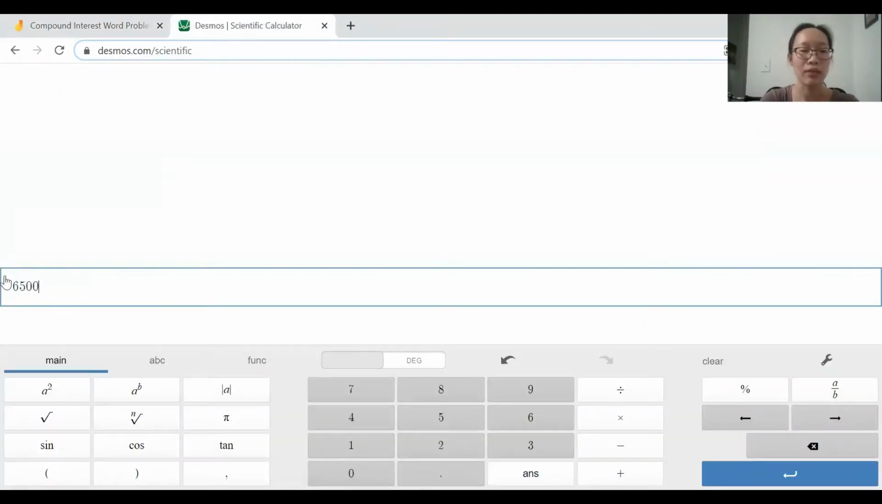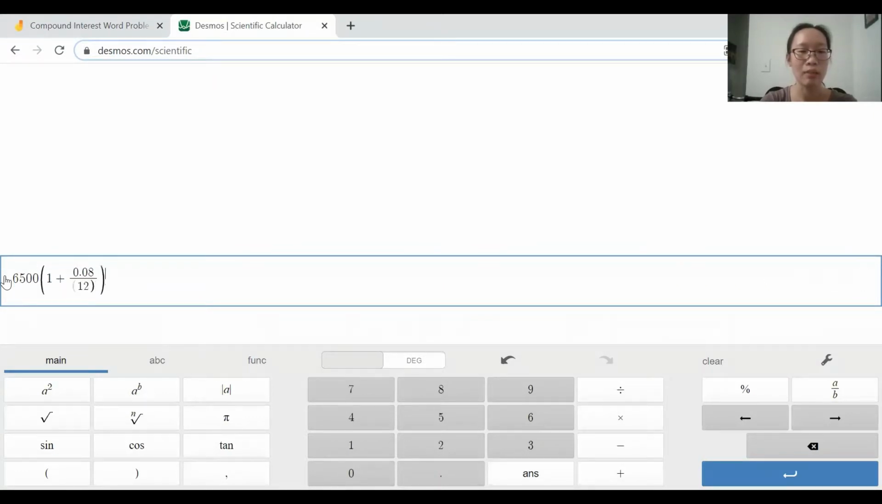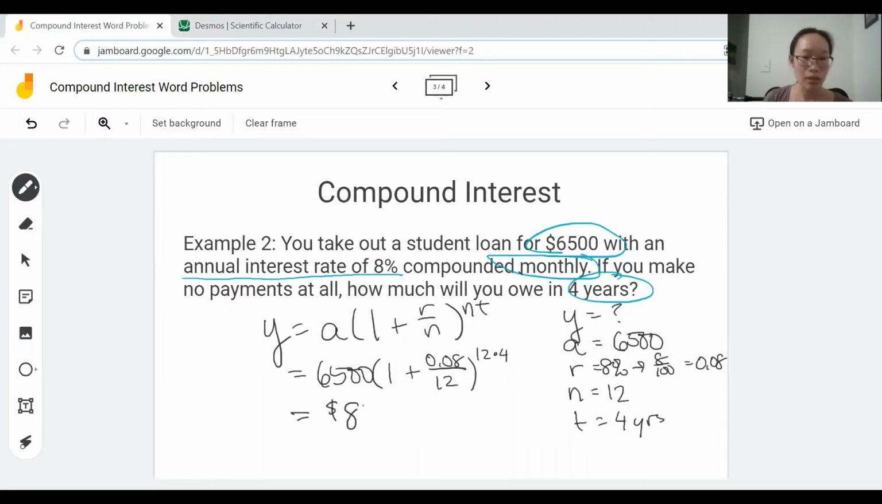I have 6,500 times 1 plus 0.08 divided by 12, raised to the 12 times 4 power. And that gives me $8,941.83.